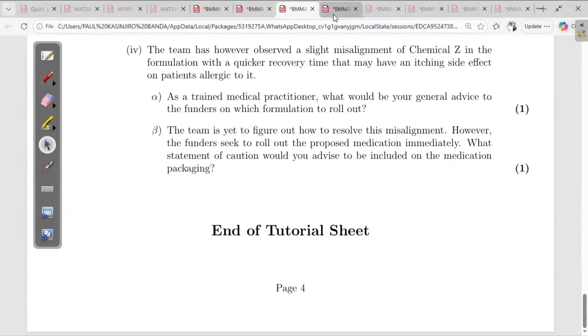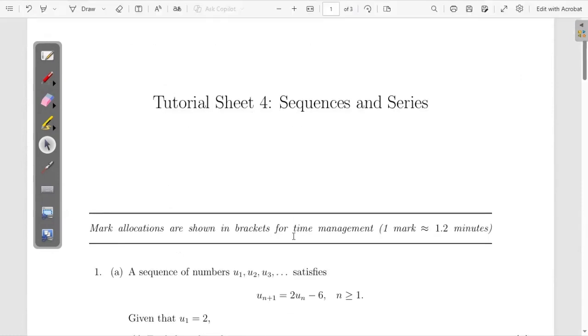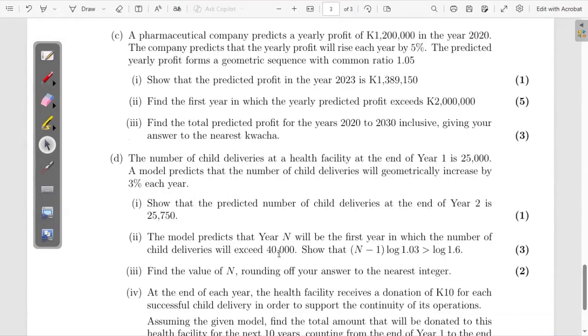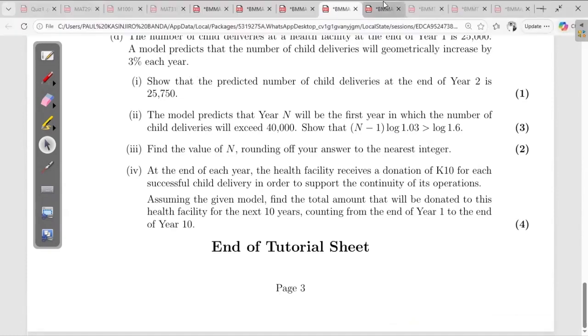Okay, so that was tutorial sheet 3. Tutorial sheet 4 is on sequences and series. Again, we've solved all the questions in this tutorial sheet. All the questions here have been solved. You can access them on the website.